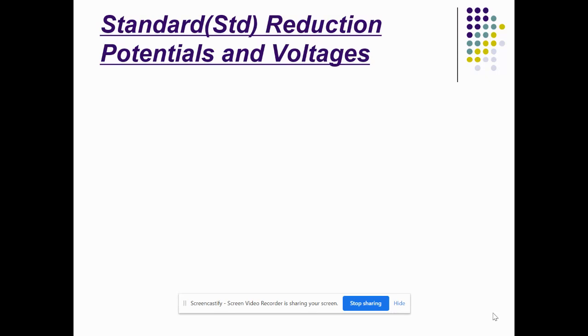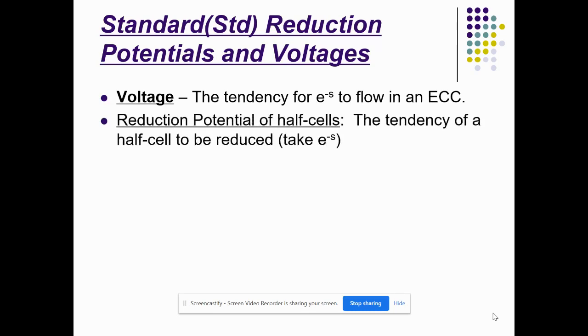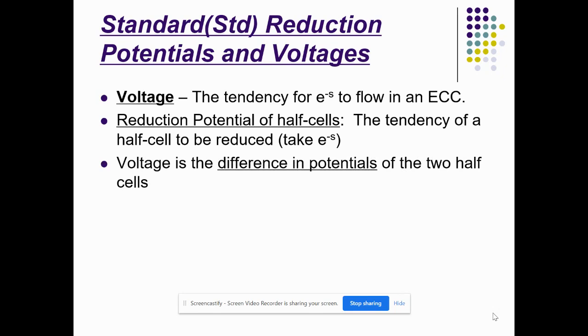Okay, so this next one is on standard reduction potentials and voltages. We're going to be talking about how much voltage would be produced if you hook up two half cells. The voltage is the tendency for electrons to flow in the electrochemical cell. Reduction potential of the half cell is the tendency of a half cell to be reduced, or take electrons. Our voltage is the difference in potentials of the two half cells. So you hook them together and then you find out their different potentials.